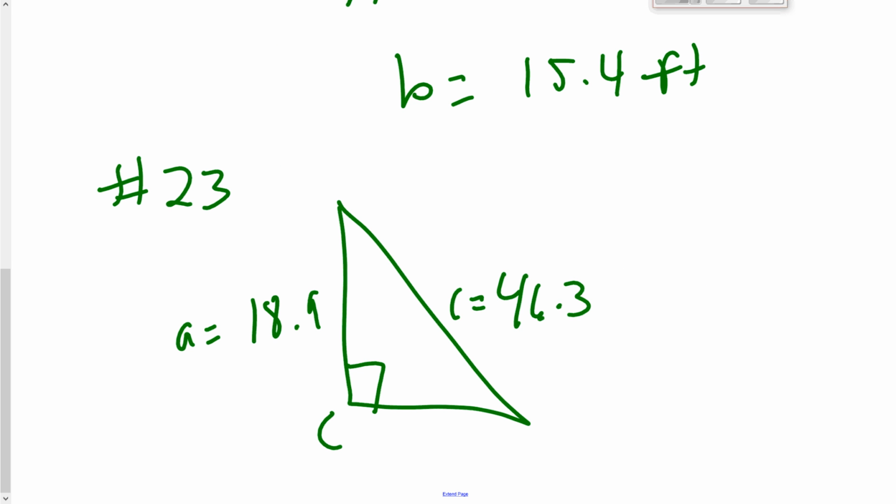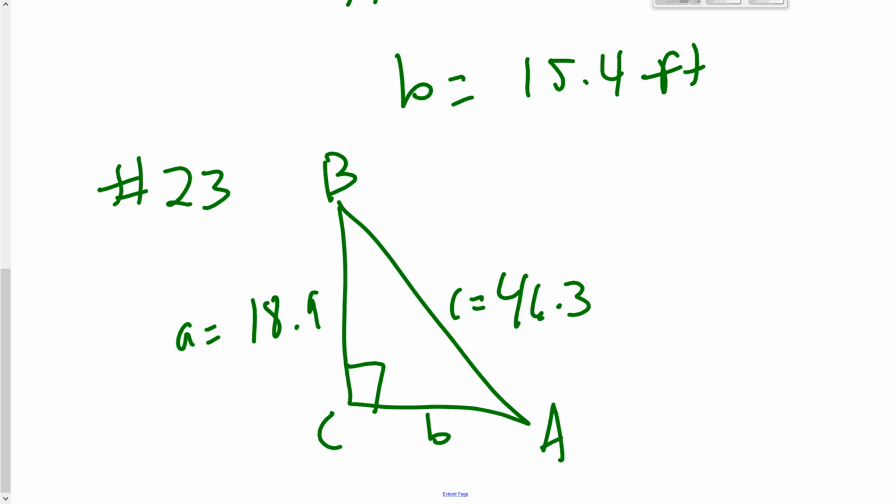Okay, now the last one, number 23. Again, they just make reference that C is 90, and they give us A and they give us C. So I could have put A down here if I wanted to, but I put A there. So that means that big A has to go in the opposite angle. So little b would go here and big B would go opposite of that, right there.